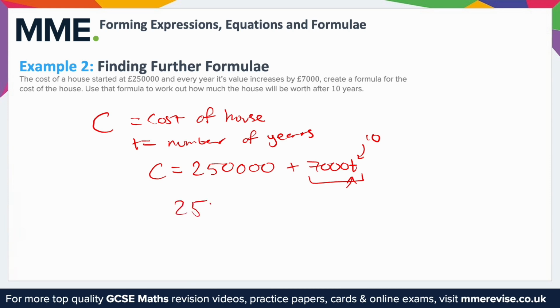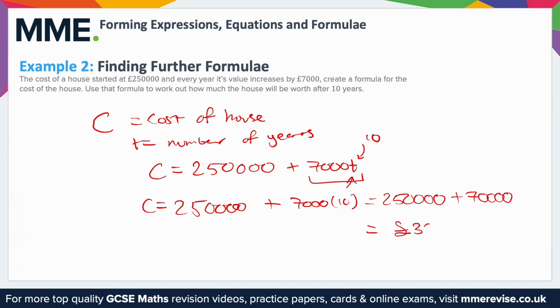So we're doing 250,000. Remember, this is equal to C, plus 7,000 lots of 10. 7,000 lots of 10 is 70,000, so we can have 250,000 plus 70,000, which gives us £320,000. So the price of the house after 10 years is £320,000.